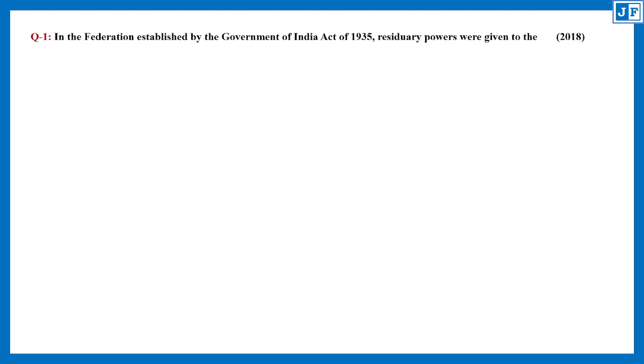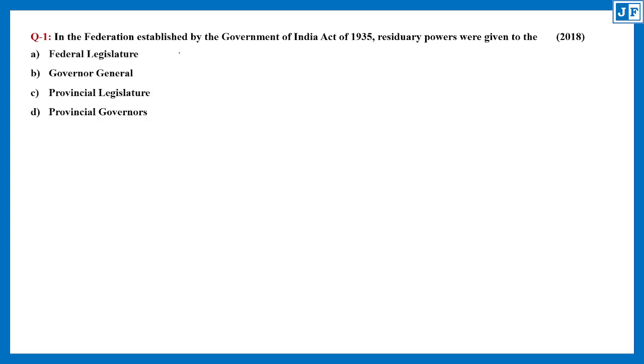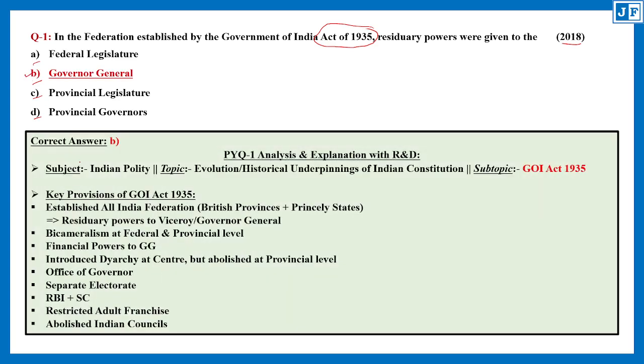Today our first question is: in the federation established by the Government of India Act 1935, residuary powers were given to the A. Federal Legislature, B. Governor General, C. Provincial Legislature, D. Provincial Governors. The question was asked in 2018. It is about the Act of 1935 and the correct answer is B. Governor General.